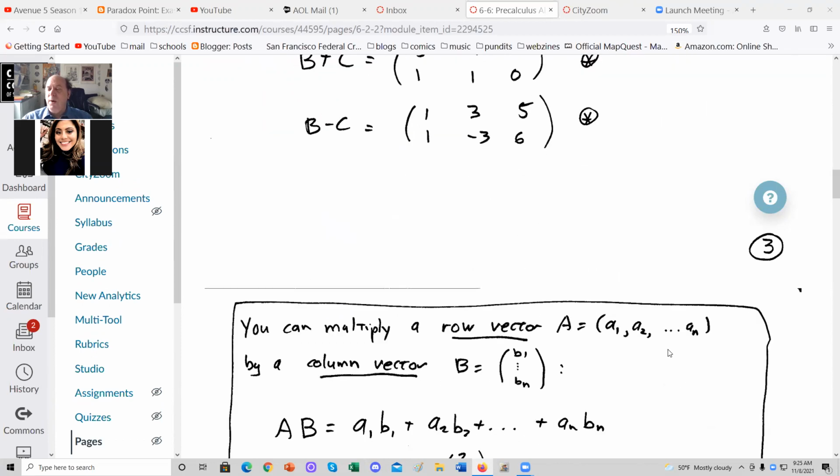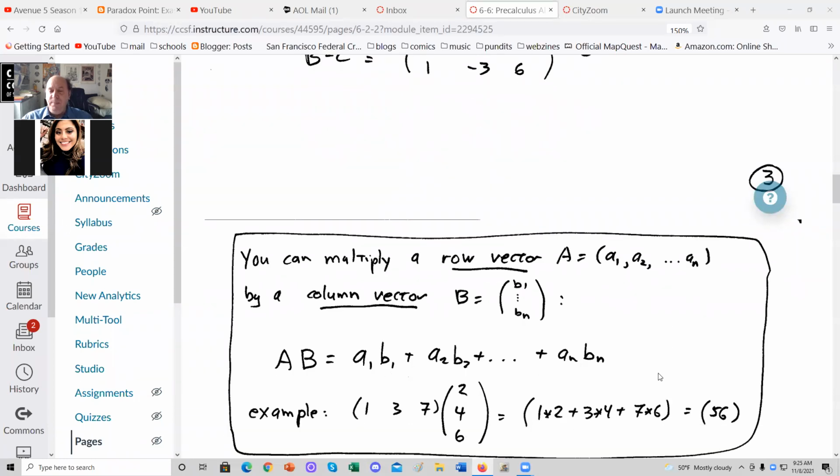Now, multiplying matrices is rather more complicated. We start with a row vector, a 1 by n matrix, with a column vector, an n by 1 matrix. A is A1, A2 up to An, B is B1, B2 down to Bn. And we multiply these two by multiplying A1 times B1, A2 times B2, A3 times B3, all the way up to An times Bn. So you multiply entries and then sum the results.